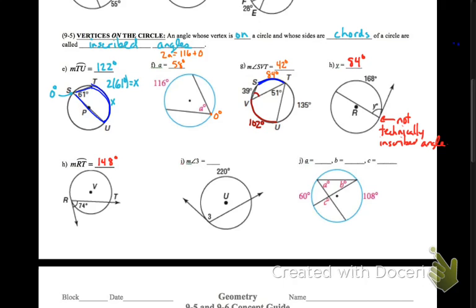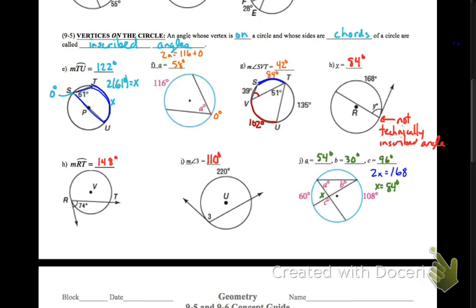You should have gotten 148 for H, 110 for I. These two are just simply inscribed angles, angles A and angle B. Angle C, you can either use this triangle here in the middle, or I could solve for X as 84 degrees. X and C are supplementary. Could have done either one of those.